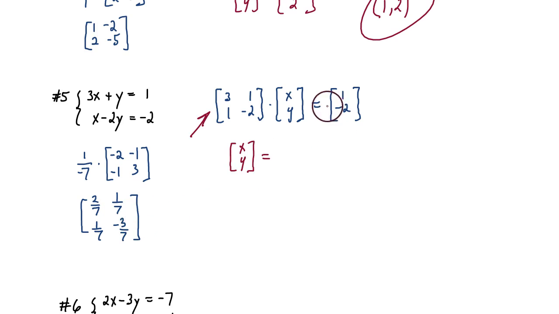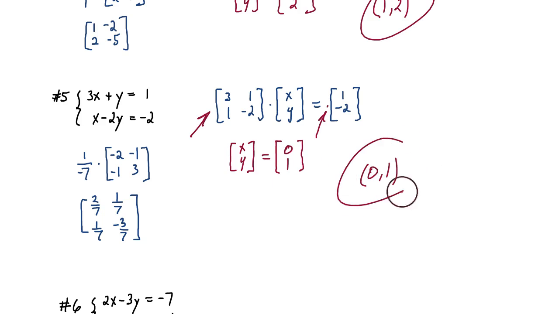And when you multiply that inverse right here on the left side of this, we're going to get a column matrix. 2 sevenths times 1 is 2 sevenths. 1 seventh times negative 2 is negative 2 sevenths, and those make 0. 1 seventh times 1 is 1 seventh. Negative 3 sevenths times negative 2 is positive 6 sevenths, and 1 seventh and 6 sevenths is 7 sevenths, which reduces to 1. So the answer is 0, 1.